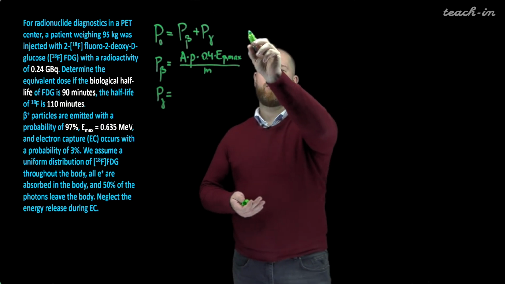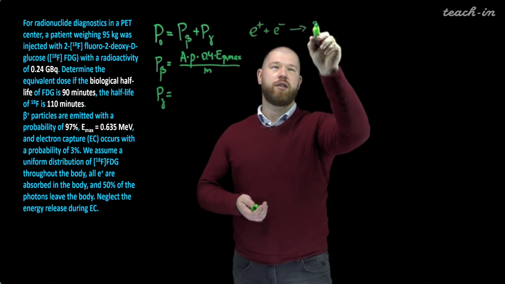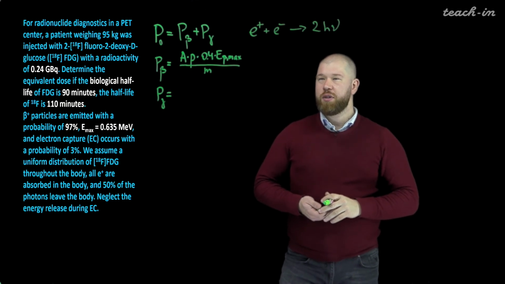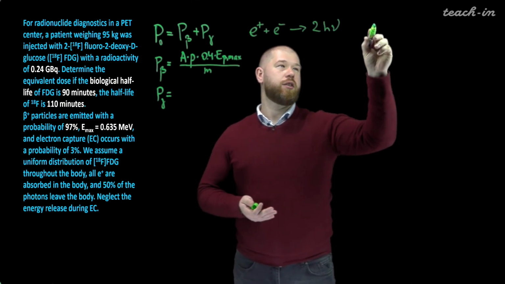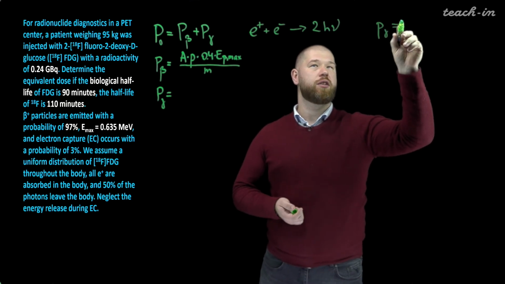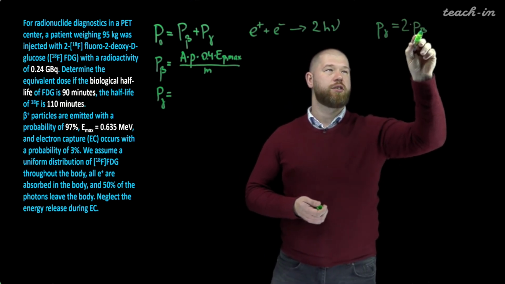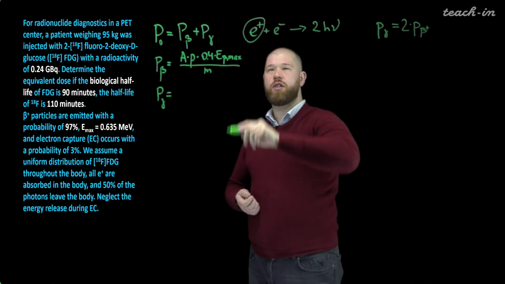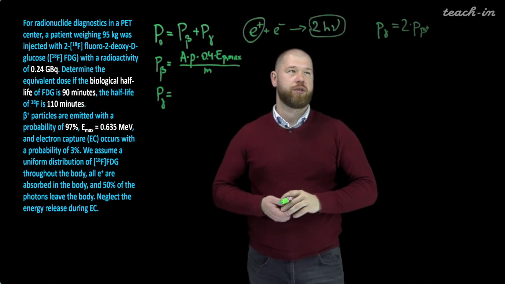Again, I will repeat that these gamma quanta are released due to the annihilation of the emitted positrons. That means that the intensity of this annihilation gamma quanta will be equal to two intensities of beta plus particles, because due to the annihilation of each positron, there are two photons that are released.